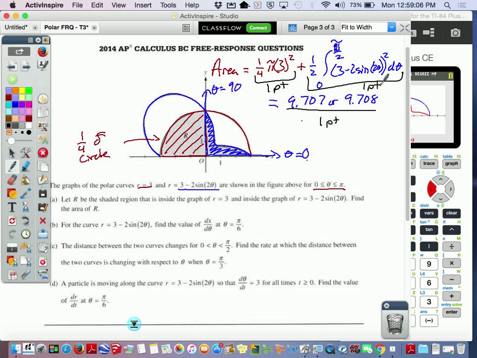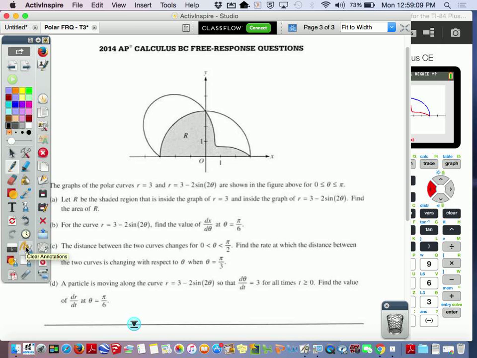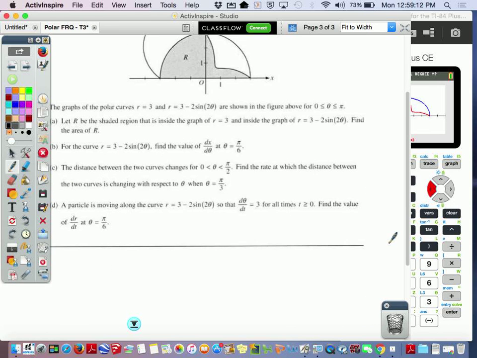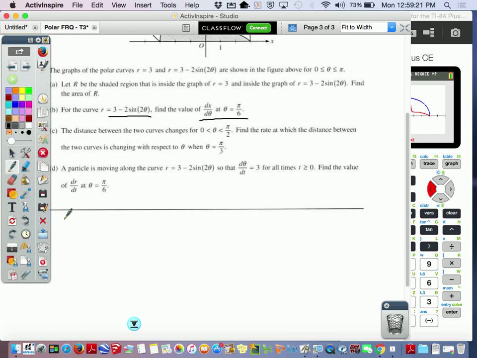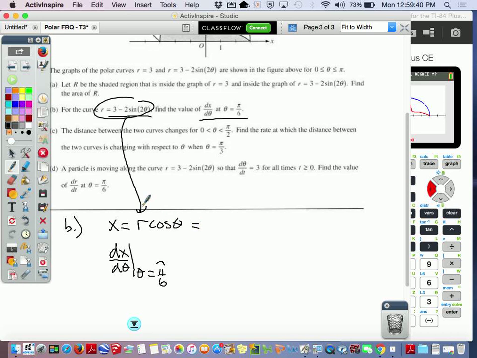Okay, moving on to question B. It says, for the curve r equals 3 minus 2 sine of 2 theta, find dx d theta at theta equals pi over 6. We've seen some other questions like this on the last two problems. If we want to find dx d theta at theta equals pi over 6, we first need to find what x is equal to. And x is equal to r cosine of theta. So I've got to plug in my r equation for the r in r cosine theta, and we get 3 minus 2 sine of 2 theta times cosine of theta. That's my equation for x.